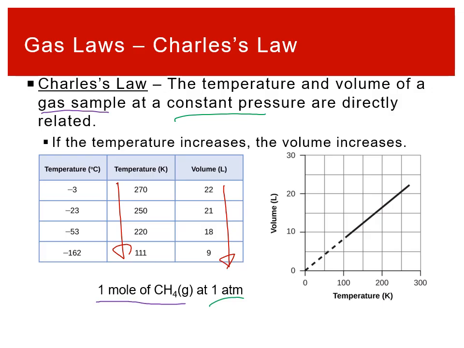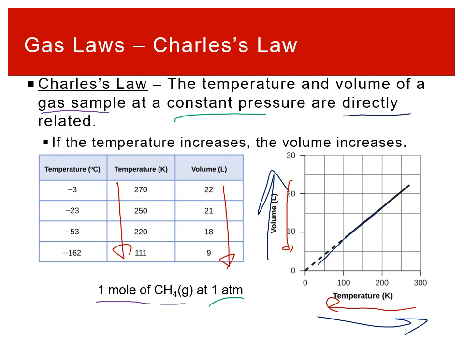And the important thing we can see is that they are directly related. So as the temperature decreases, the volume would also decrease. Conversely, if the temperature were to increase, the volume would also increase. You can see we get this nice straight line indicative of a direct relationship.